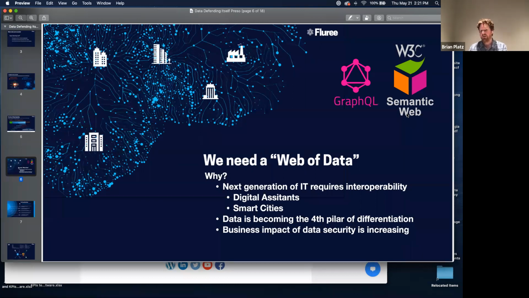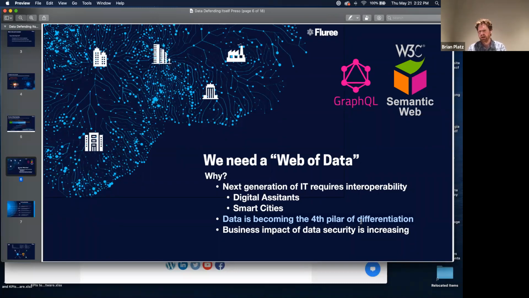Another key aspect of being able to more strategically leverage data, especially across different apps and even through partners or across partners, is that data is becoming the fourth pillar of differentiation. So we've always looked at differentiation of business being people, processes, and technology, the three pillars. And if a business can outperform their competitors in those pillars, they can effectively be more successful. We see data now becoming that fourth pillar. So the most successful companies are going to be the ones who can most strategically leverage data for differentiation. And we need a web of data and some of these concepts in place to be able to more strategically leverage that data.